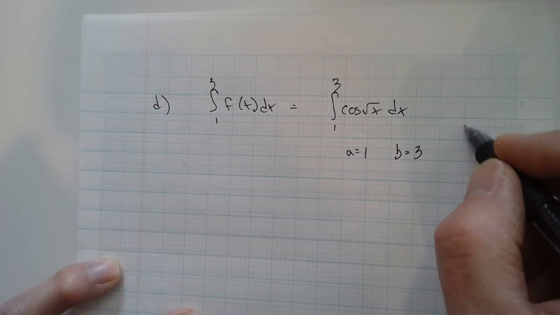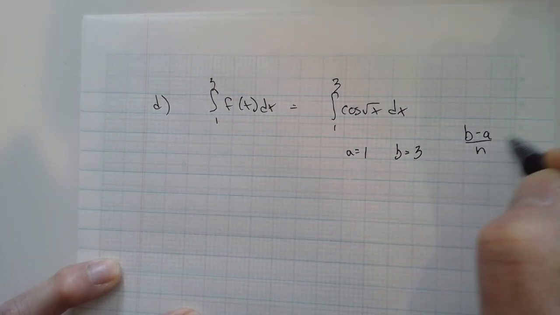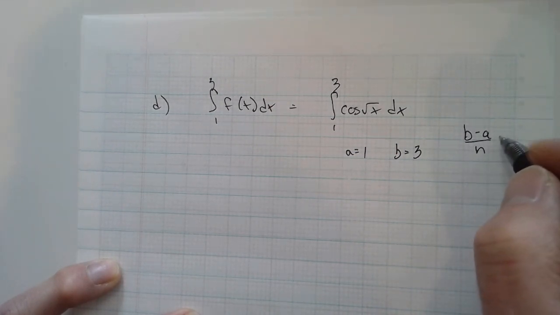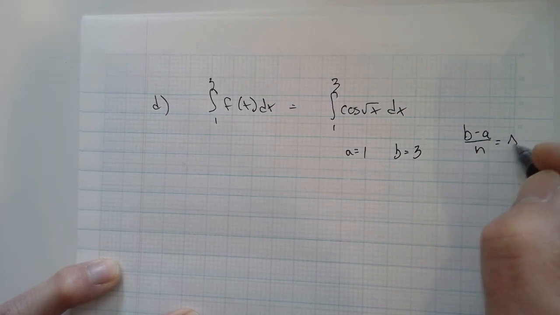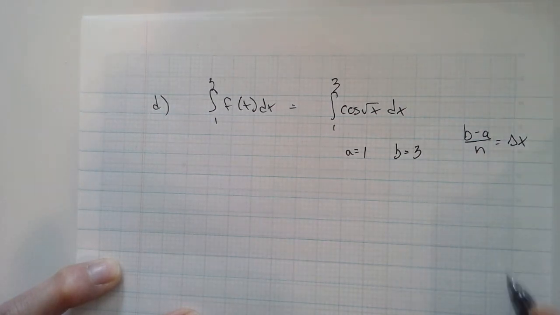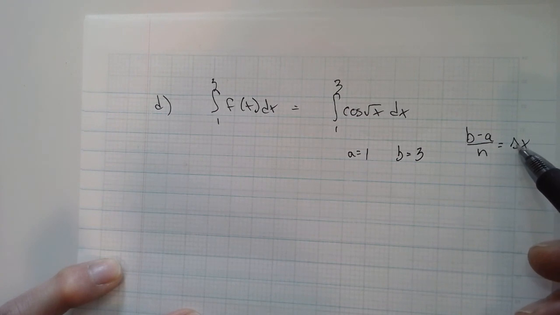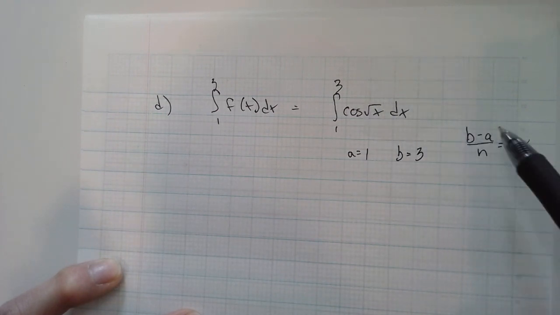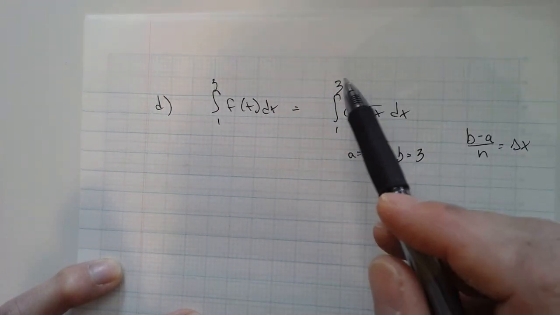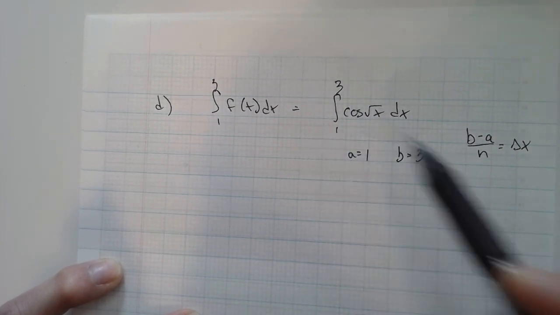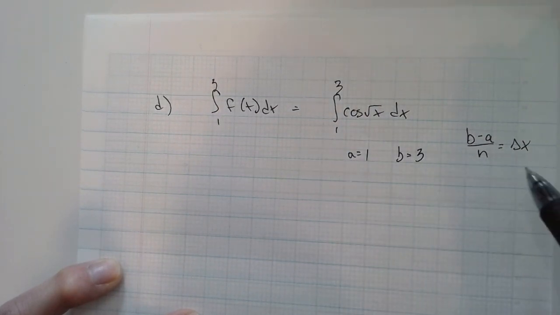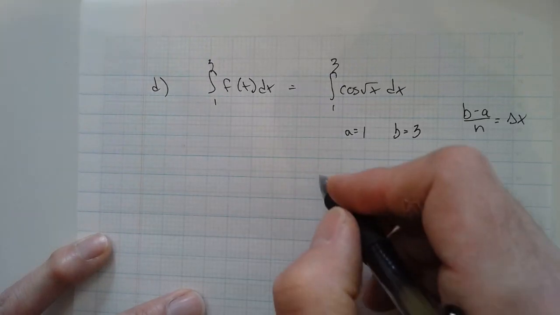We also know that b minus a over n is our change in x. So we always called it h. So if you want to figure out how much we're going up by, you do b minus a and divide by how many subintervals, and that's what you're going up by. So your delta x.